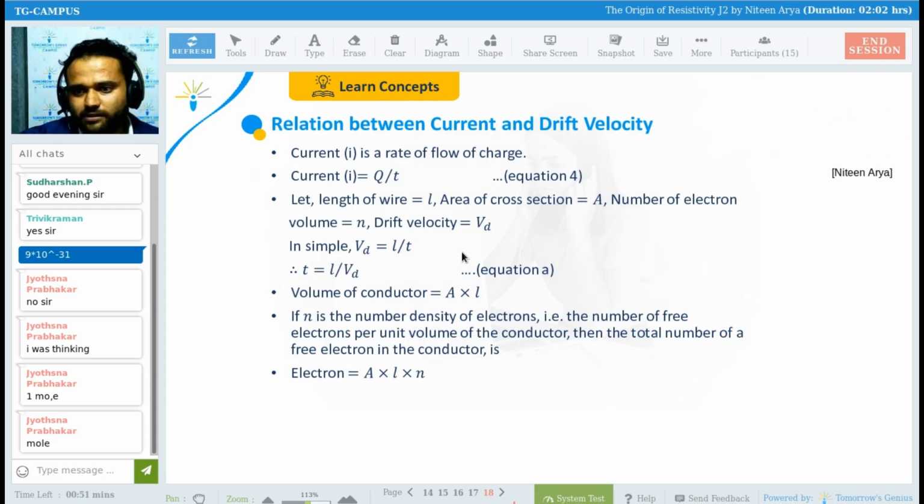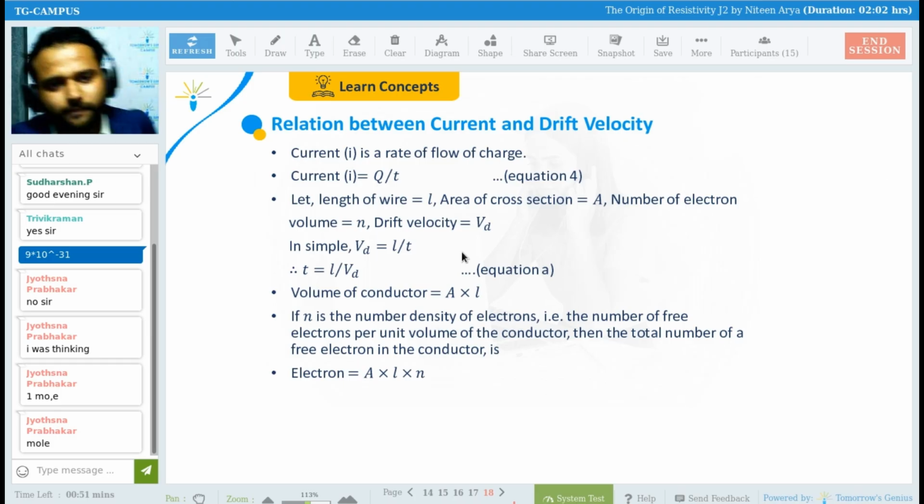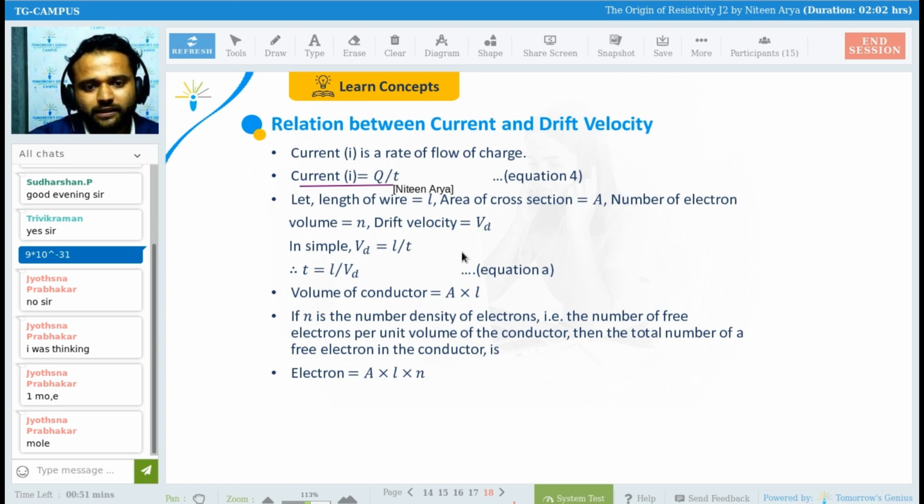So that is a very easy relation, but an important one once again. Starting from the very basic, as we know, current I is defined as Q by T. So this is your current. Let the length of a wire be L, area of cross section A, number of electrons per unit volume N, and drift velocity Vd.